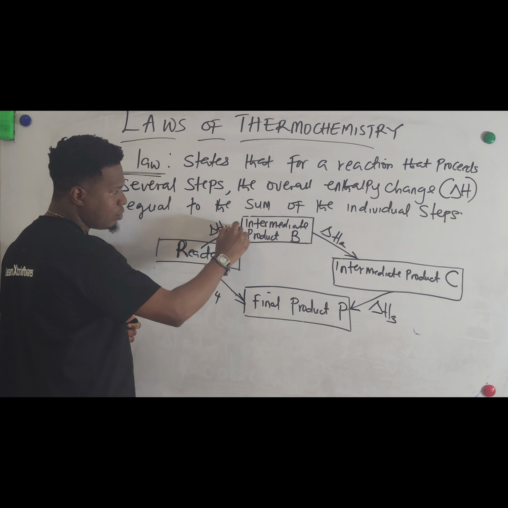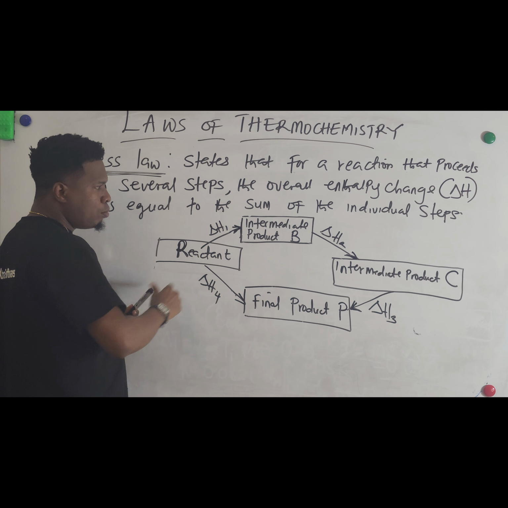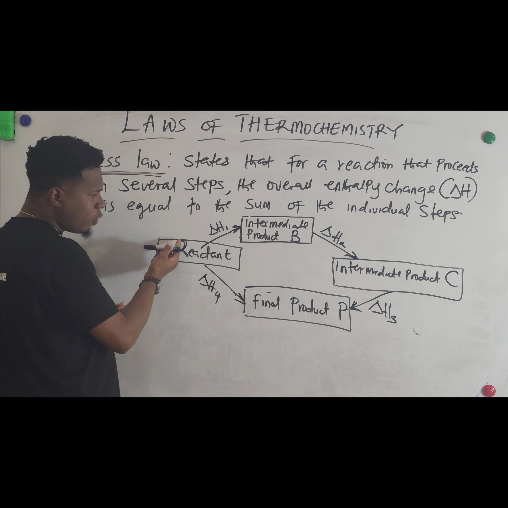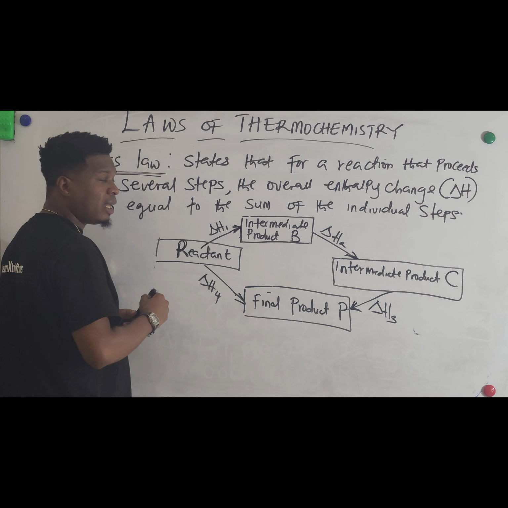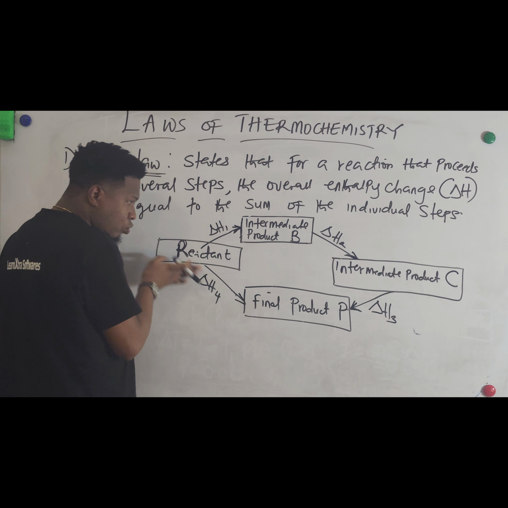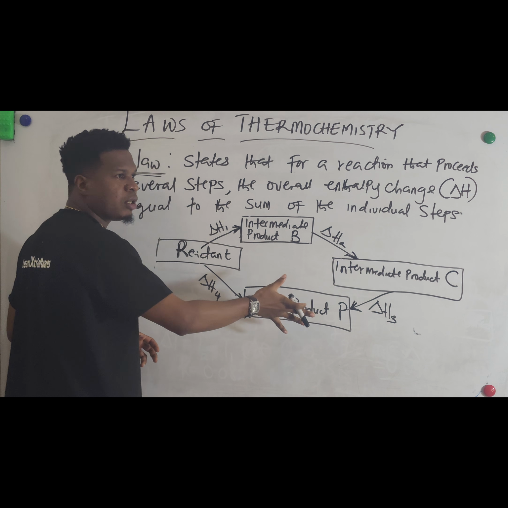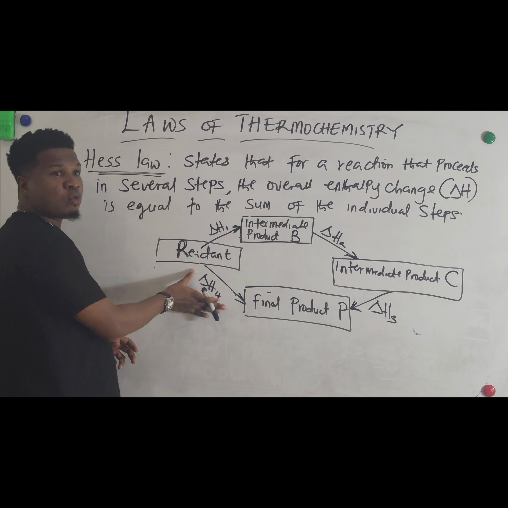Look at the arrow signs, showing the direction. We can move through this route and arrive at this product, while we can also move just by this route. So according to Hess's Law, this movement is equal to this movement. No matter the path you are following, the sum of the enthalpy is equal to this one here.